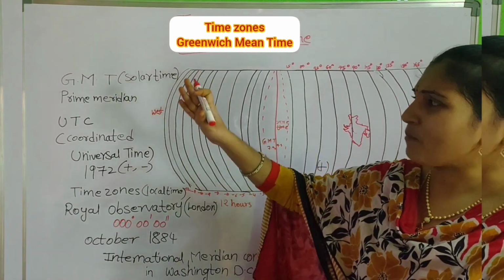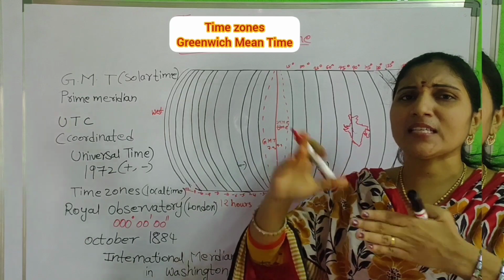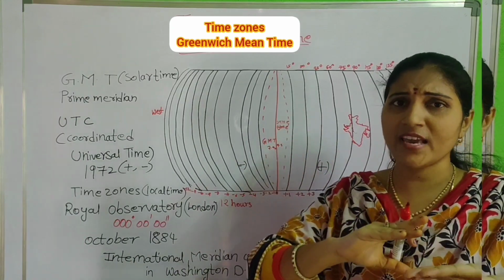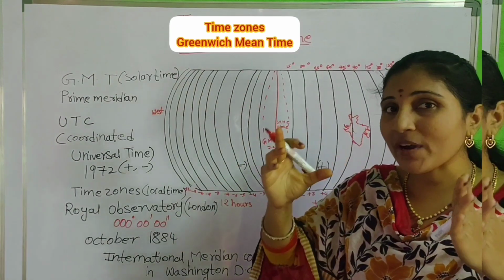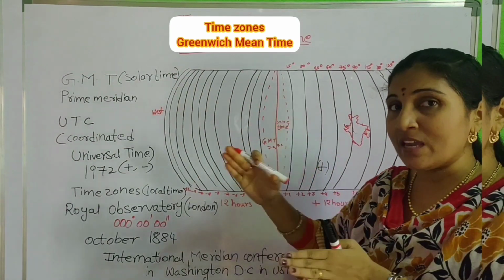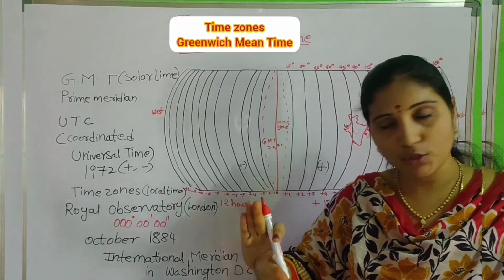And solar time. Solar time is nothing but, as the sun rises and sets, the time goes on changing. It is different. Just remember: GMT means prime meridian. That's all.